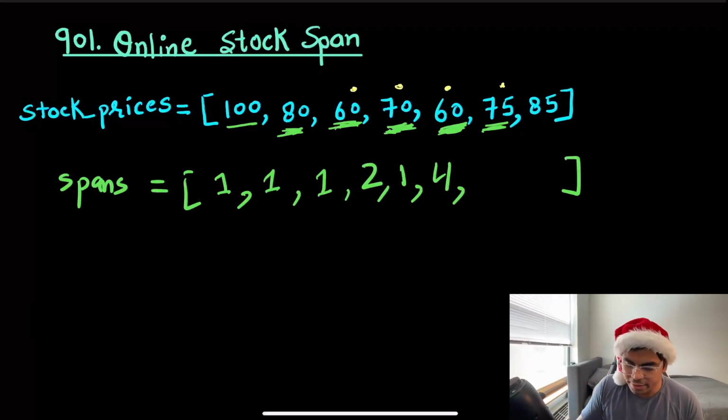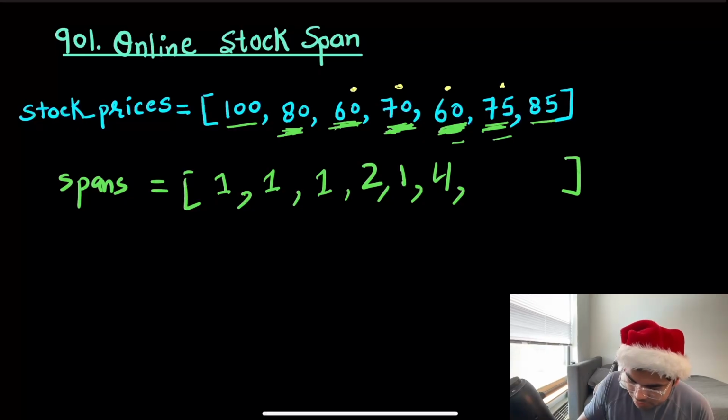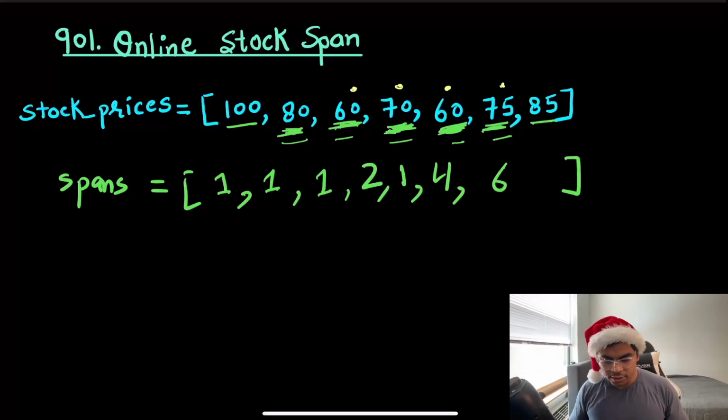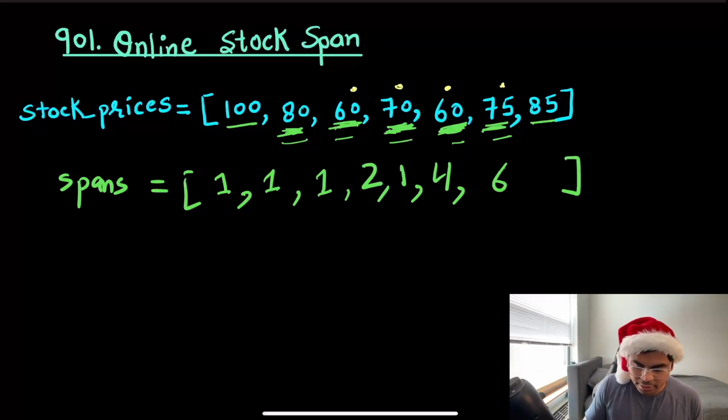How about 85? Well, for 85 it's going to be even more because 85 itself is 1, then 75, 60, 70, 60, and then 80 but not 100, so 6. So that will be our answer spans, but we'll be returning them like 1, 1, 1, 2, 1, 4, 6.